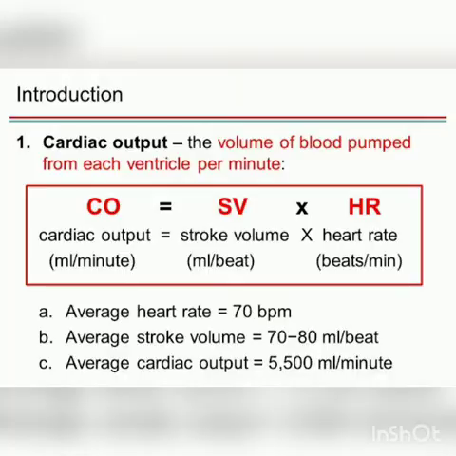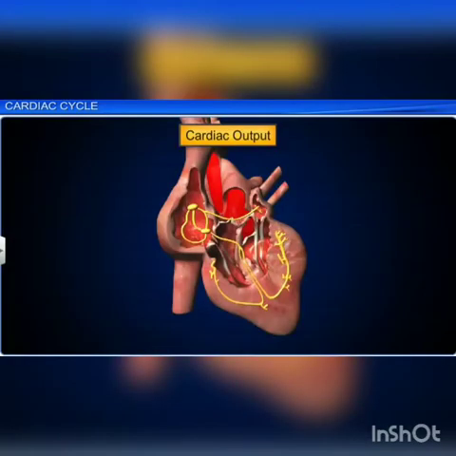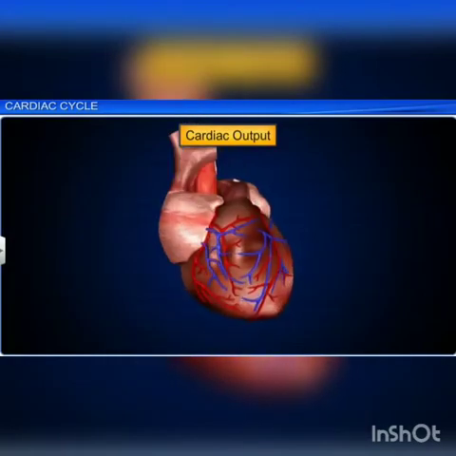So what is meant by heart rate? Heart rate is nothing but the pulse. It is the number of beats per minute. So pulse pressure is equal to the systolic pressure minus the diastolic pressure.